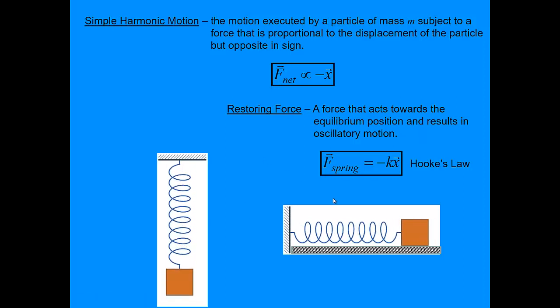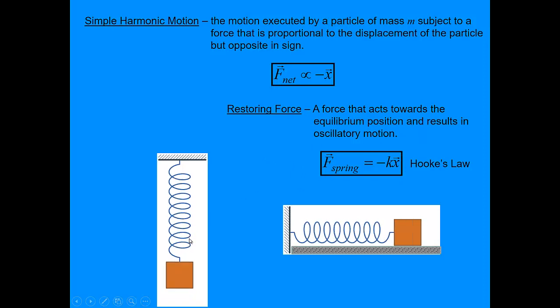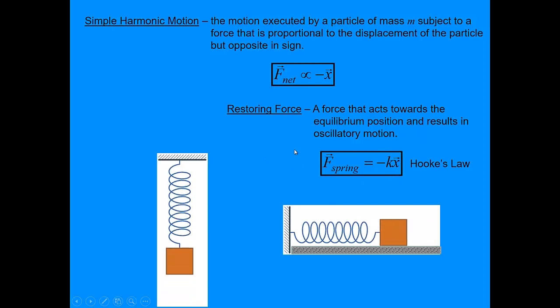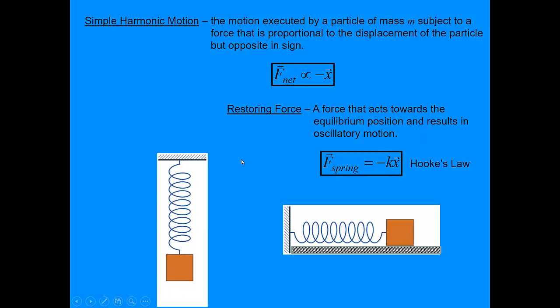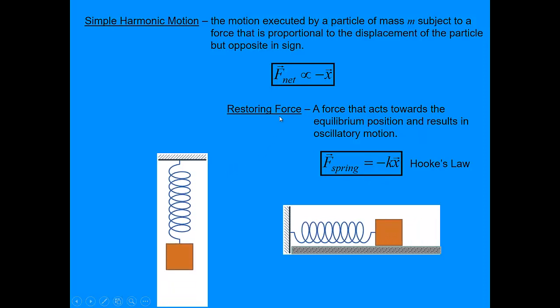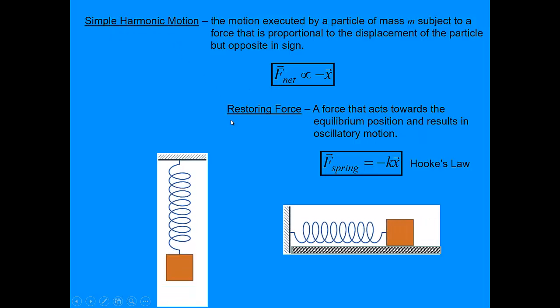Okay, so that's one of the reasons we tend to start with masses on springs, because we already know about the force exerted by a spring, as long as it's a Hookean spring, right? And we know that it fits this pattern, this first definition of several about what is simple harmonic motion. And by the way, you might see me abbreviate this as SHM sometimes, okay?